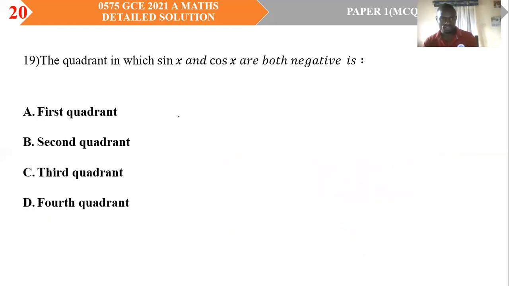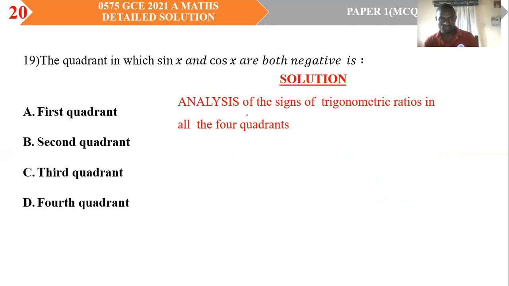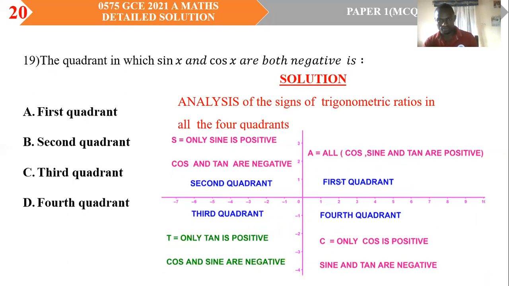The quadrant in which sine theta and cos theta are both negative is... solution. Analysis of the signs of trigonometric ratios in all the 4 quadrants. Please take a look at that. This is called the first quadrant, and in the first quadrant, all the trigonometric ratios are positive. In the second quadrant, only sine is positive, meaning cos and tan are negative. But we want a quadrant where sine will be negative, so this 2 is rejected.